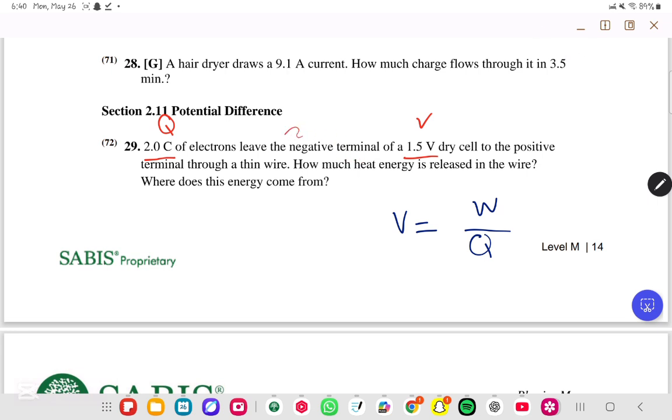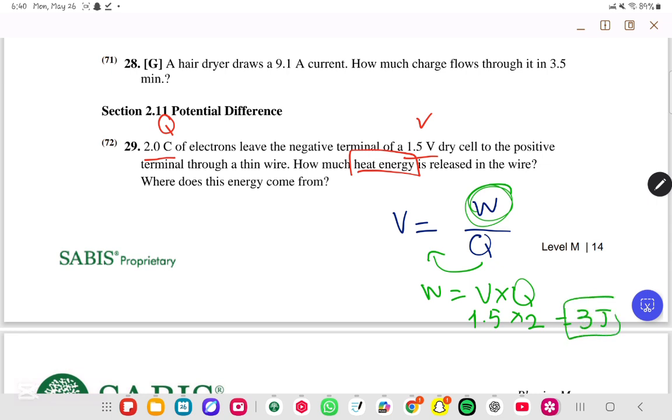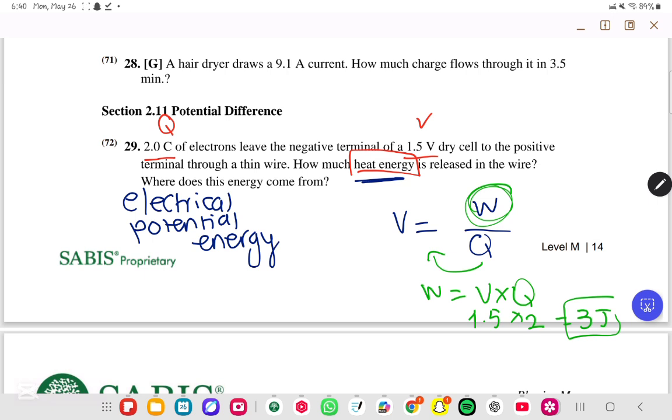So here the first thing they want us to find is how much heat energy, so basically they want us to find the energy. In order to find the energy, you have to make it the subject, so you will bring Q to the other side. W is equal to V times Q. You have V, which is 1.5, and you have Q, which is 2. Put it on your calculator, solve it mentally, it doesn't matter, you will get the same answer, which is 3 joules. Now, where does this heat energy come from? It comes from the electrical potential energy of the dry cell. So if they ask you, where does this energy come from?